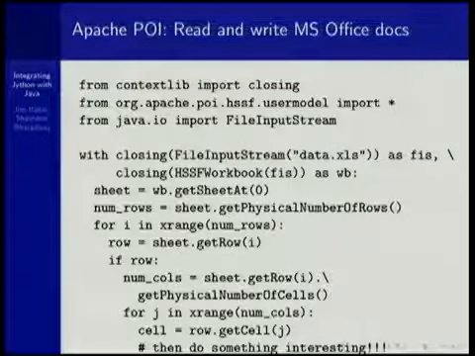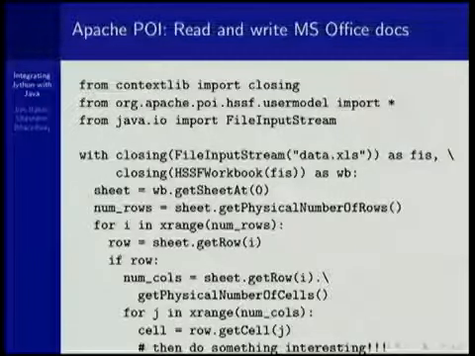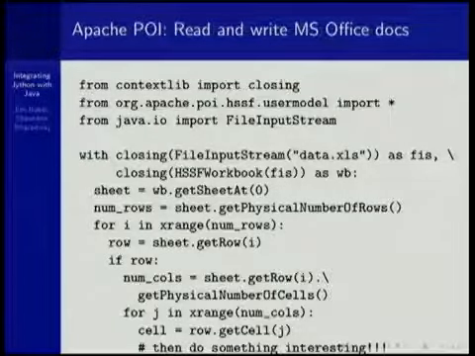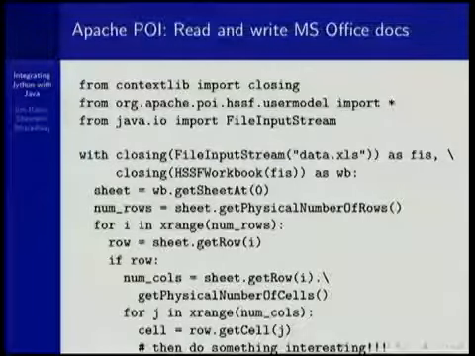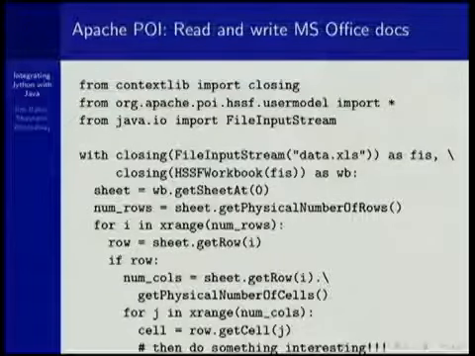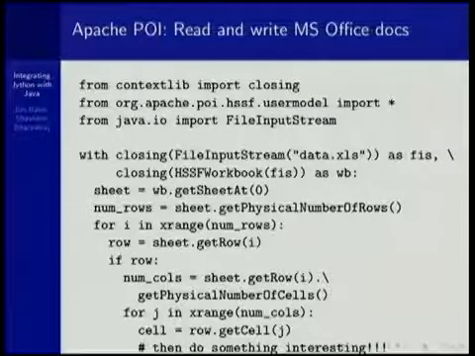So I'm depending on the fact that I'm running in Jython 2.7, so I don't even have to say from __future__ import with_statement. I'm able to say with closing file input stream. That is coming straight out of Java. As well as closing HSSF workbook. That's coming straight out of POI. And be able to go through each of the sheets in the spreadsheet, the rows and cells and so on and so forth. And you have a classic nested loop that you're doing there. But you're doing it in the context of Python, so you're able to interpret what's going on there in order to do some interesting work.